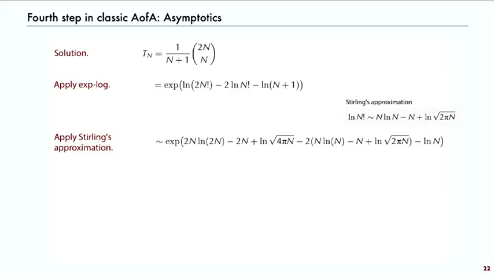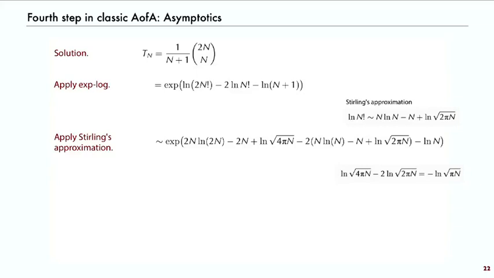Log of 2n factorial, just using Stirling's approximation, is about 2n log 2n minus 2n plus log square root of 4 pi n. And then the next, 2 log n factorial, is 2n log n minus n plus log square root of 2 pi n. And then there's a minus log n. And now it's just a little bit of algebra, just to practice your algebraic ability. Just check that this is true. So log of square root of 4 pi n minus 2 log of square root of 2 pi n equals minus log of square root of pi n. So with a pencil and paper, you can figure that out.